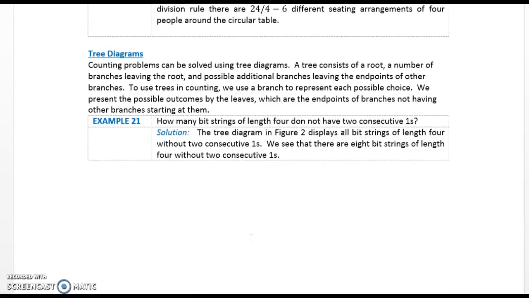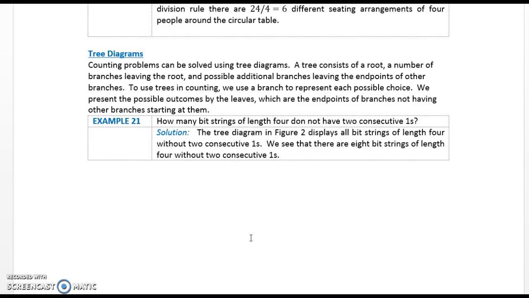Tree diagrams. Counting problems can be solved using tree diagrams. A tree consists of a root, a number of branches leaving the root, and possible additional branches leaving the endpoints of other branches. To use trees in counting, we use the branch to represent each possible choice. We present the possible outcomes by the leaves, which are the endpoints of the branches, not having other branches starting at them.